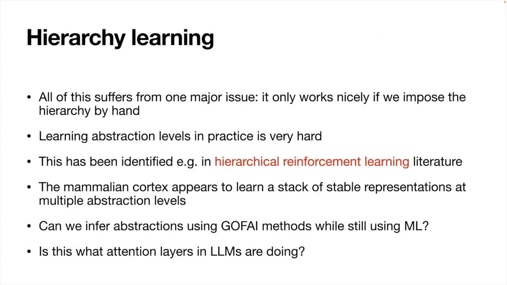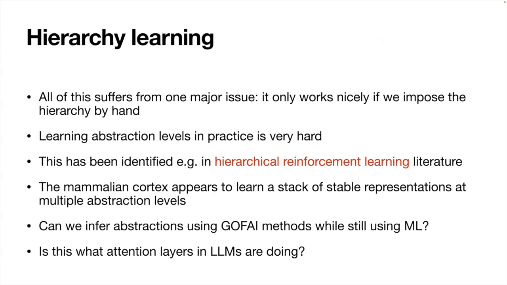So there's one major issue, and this is my last proper slide. All of this only works nicely so far if we actually impose the hierarchy by hand. Learning abstractions is very hard. Some people in machine learning are aware of this. For example, there's a minor subfield of hierarchical reinforcement learning, who I think are doing some fairly cool things, but they've specifically identified that their methods only work if a human is imposing the abstractions that they should be learning. As soon as you say, okay, here's just a bunch of raw data, figure out the abstractions yourself, nobody knows how to do this in practice.